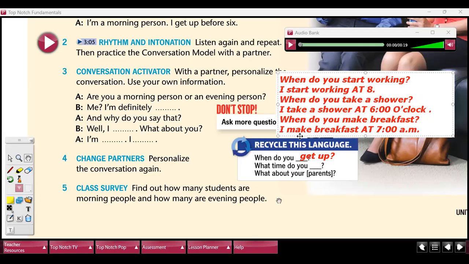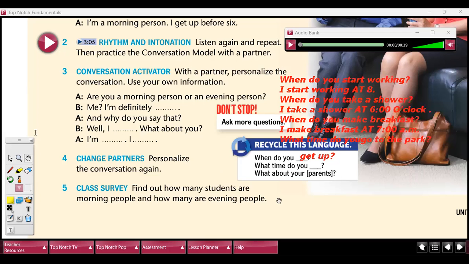What time do you wake up? What time do you get up? What time do you brush your teeth? What time do you go to the park? What time do you work out? What time do you work? So questions like that. ¿Qué hora vas al parque? Okay, so now, is it clear what you're going to do? ¿Están listos, chicos? Van a hacer su conversación y agregar más preguntas con when and what time. También pueden preguntar de alguien más.